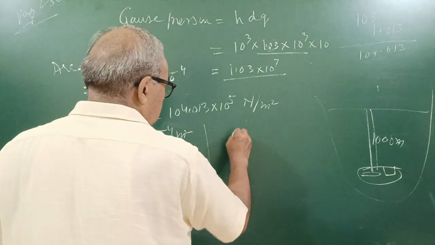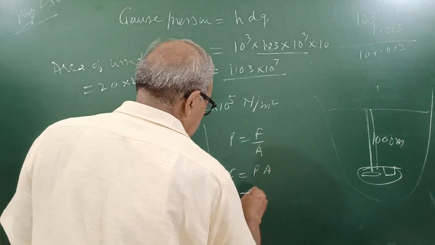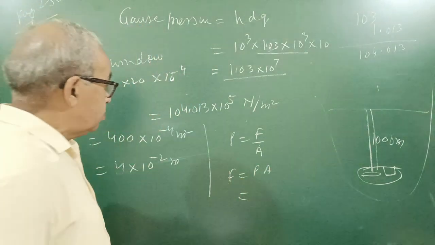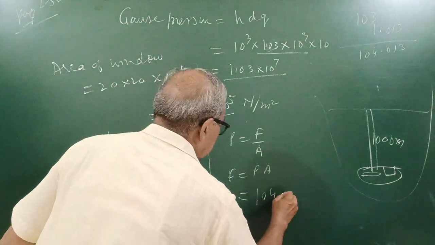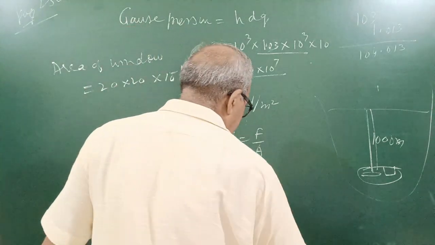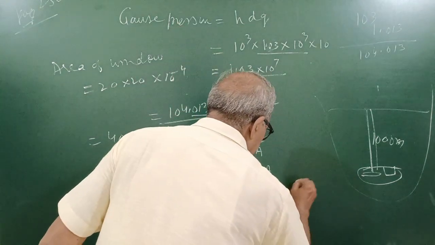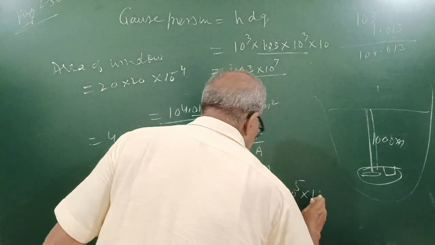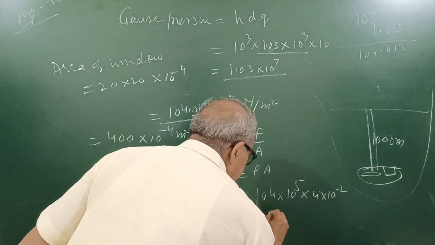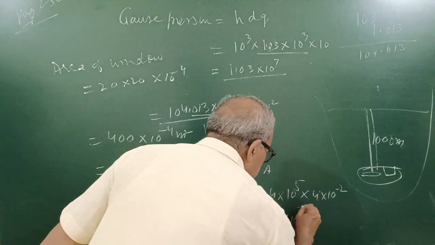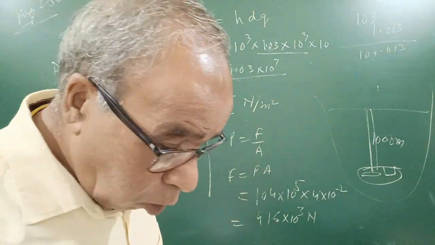Now we know pressure is equal to force upon area. So force equals pressure into area. We found the pressure as 104.013, so take 104 up to the second decimal place, times area: 10^5 into 4 × 10^-2. 4 times 4 is 16, so 4 × 10^3 Newton. This much will be the force on the window.